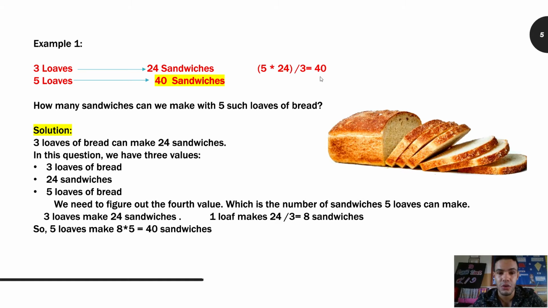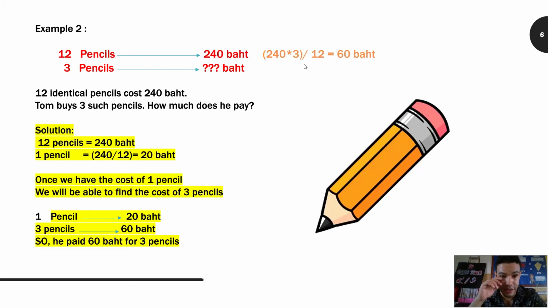If you just want to use the rule of 3, you just take 24 multiplied by 5 and you divide it by 3 and you got 40. Okay, that's it. Let's see another example.